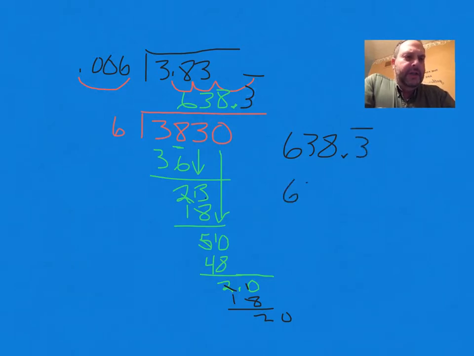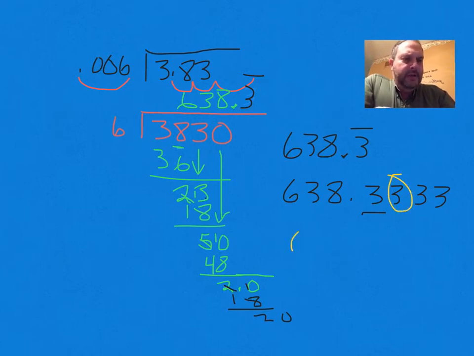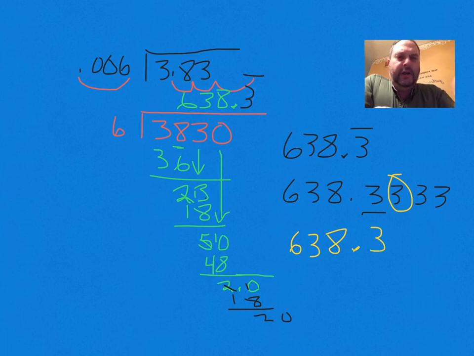Or I can round to the 10th place, because this 3 is going to go on forever. Here's the 10th place. I look at the number just to the right. That tells me I'm going to round off. My 6 stays the same, my 3 stays the same, my 8 stays the same. Decimal point 3, and then all these other numbers would simply disappear. Watch this video again as many times as it takes to learn how to divide decimals.